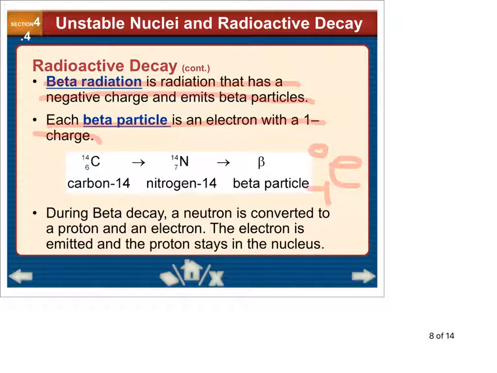What happens in beta decay? A neutron in the nucleus breaks down into a proton and an electron, and the electron is emitted at high rates of speed. The proton stays. That's why our atomic number here is going up from 6 to 7.